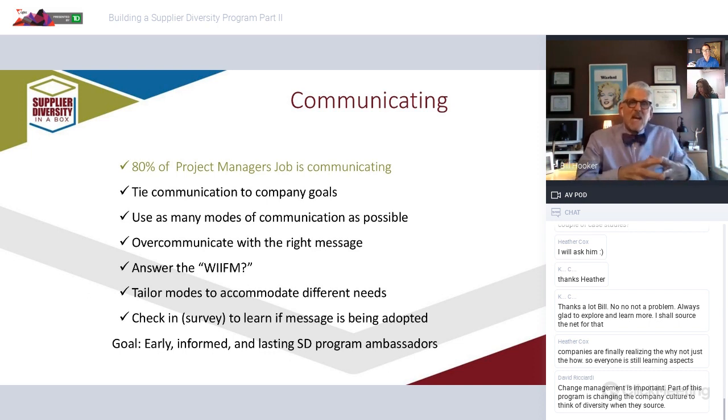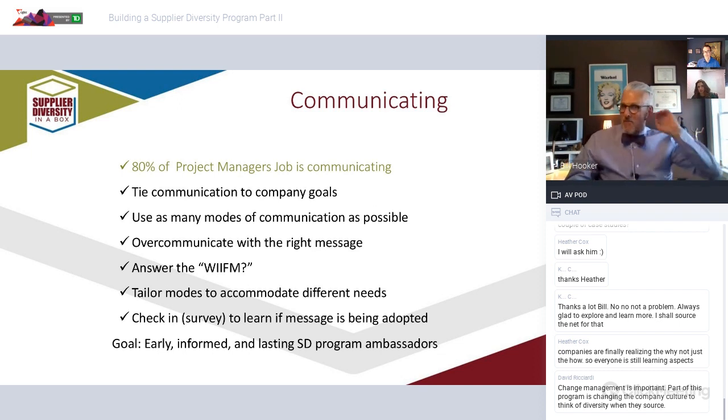So tying the communication to the company goals is important. We strongly recommend that you use as many communication modes as possible. It might be a website, it might be flat screen TVs, it might be emails, it might be desktops, it might be posters, it might be vendor fairs, which we're going to talk about too, is a really important thing to do. But we want to make sure that you over communicate efficiently with the right message.